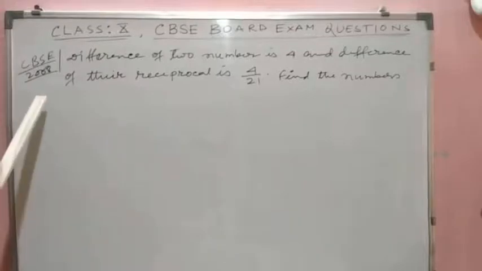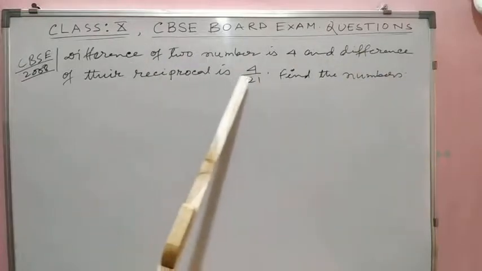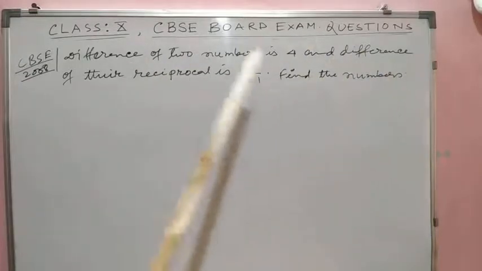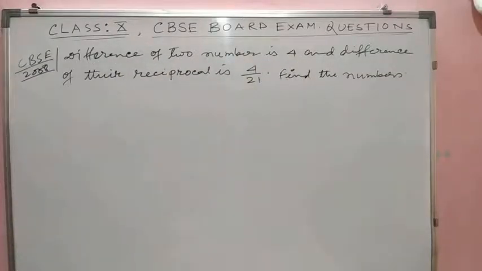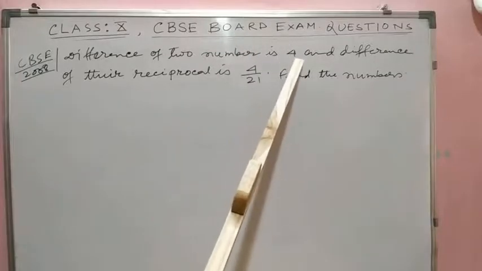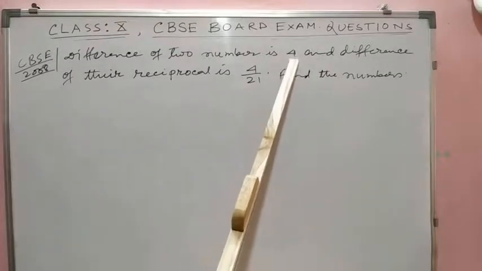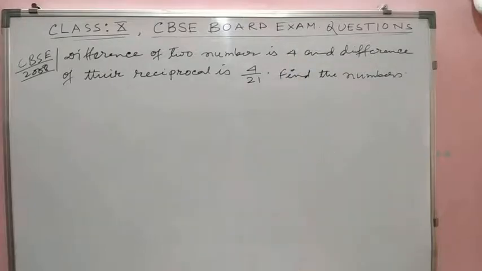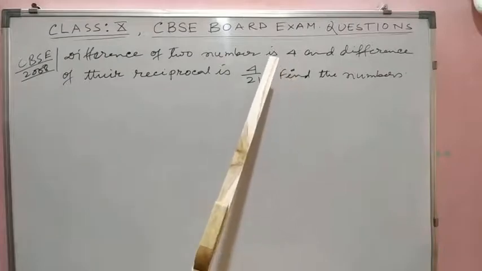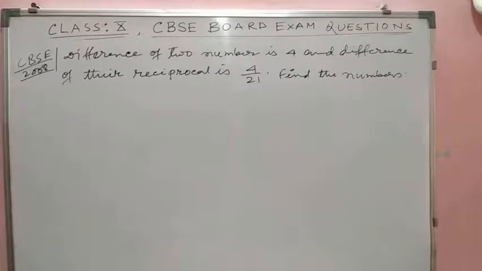Next question. This question was given in CBSE 2008. The difference of two numbers is 4 and the difference of their reciprocals is 4 by 21. Find the numbers. Here the difference of two numbers is given as 4. That means one number will be larger and the other will be smaller. If we consider the smaller number as x, then the larger number will be x plus 4. Or if we consider the larger number as x, then the smaller number will be x minus 4. We can consider any one. So let us see how to solve this. Solution.